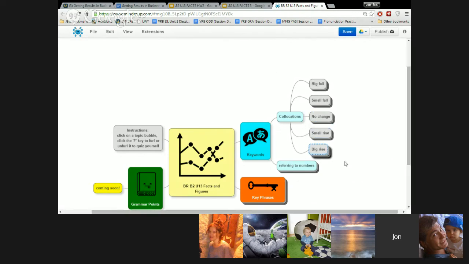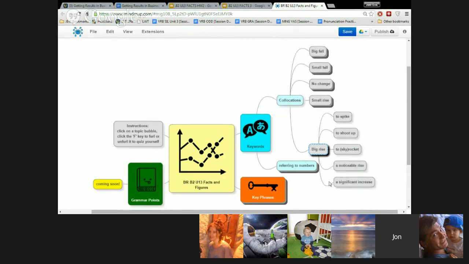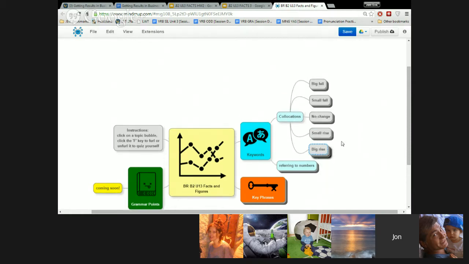Let's go to big rise first. It's probably easier to remember. A spike. Good. Rocket. To rocket. To shoot up. I added the word skyrocket because you hear that expression a lot. So prices are skyrocketing. That means a rocket that goes really high. A rocket could go low, but a skyrocket goes high. To spike, to shoot up, skyrocket, a noticeable rise, a significant increase, or steadily increase.